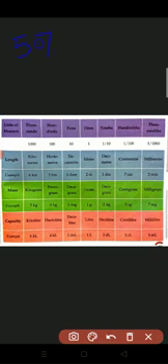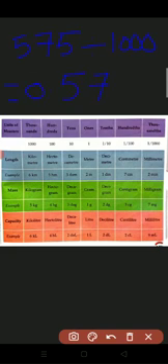575 divided by 1000. So without actual division, we can write the answer directly. As we are dividing by 1000, the decimal point is moved 3 places to the left. So it is 0.575. This is the answer.